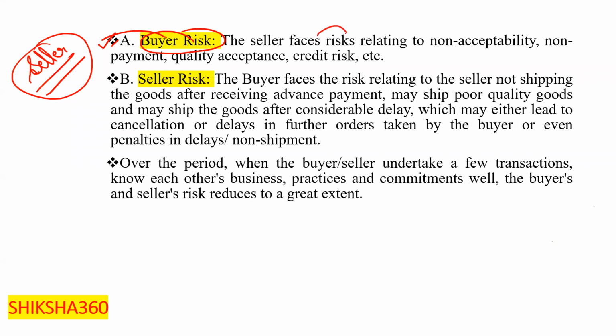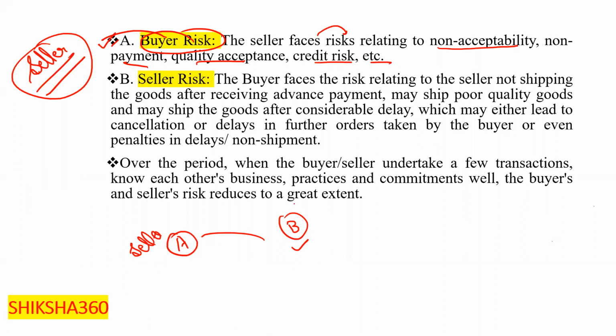Here the seller faces risk. What type of risk? That relating to non-acceptability, non-payment, quality acceptance, or credit risk, etc. Like we can say that A is the seller and A is selling things to B, but B does not accept. B says they do not require these things presently. Earlier they required them, but now there is no demand.